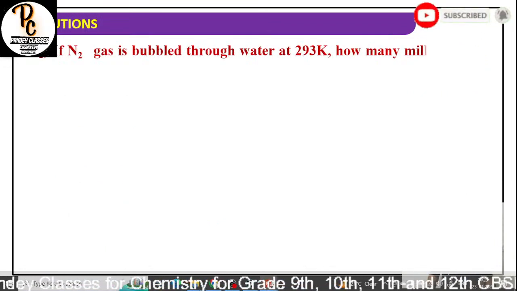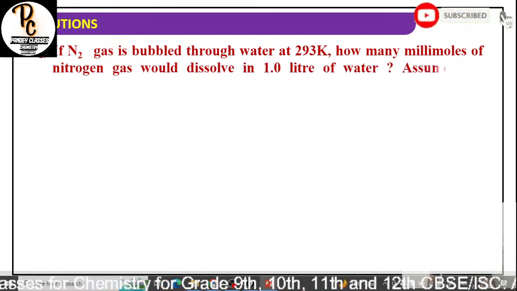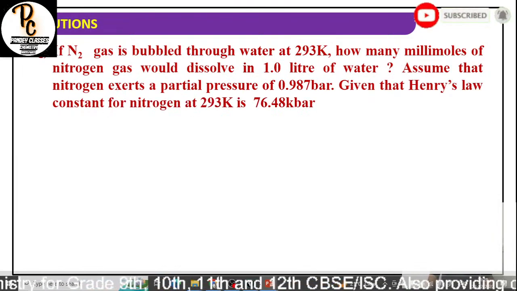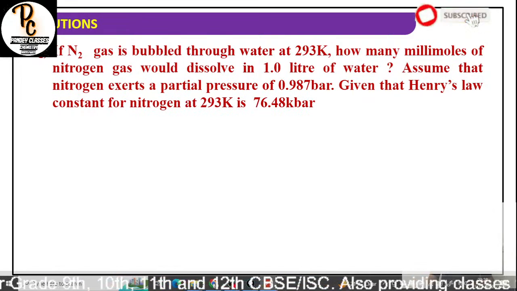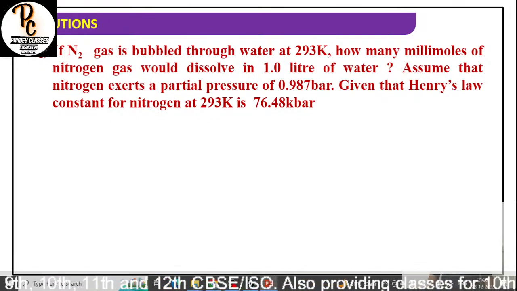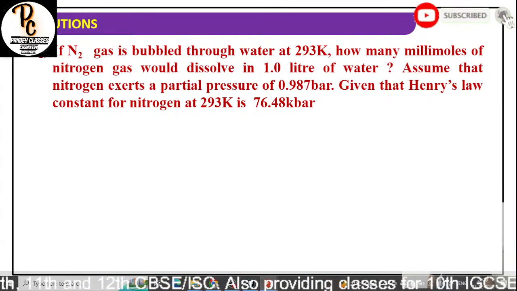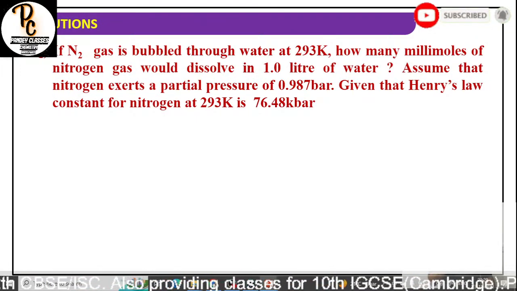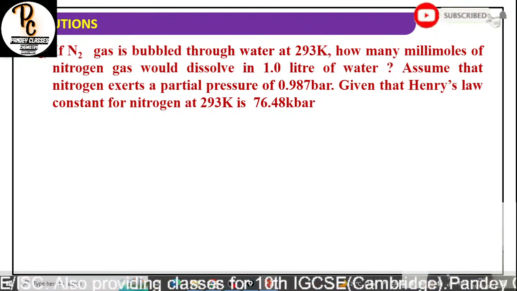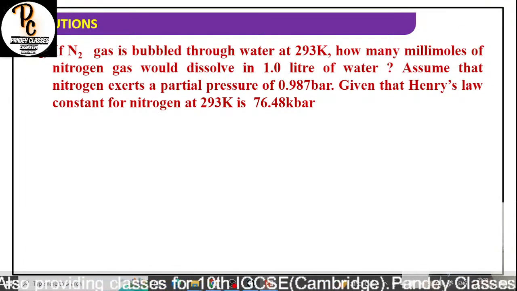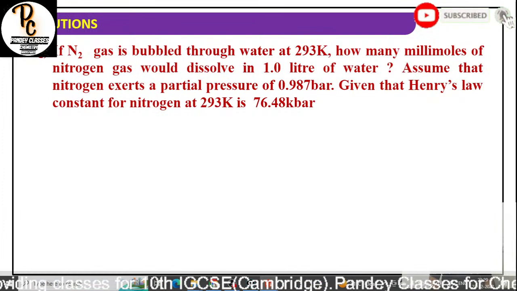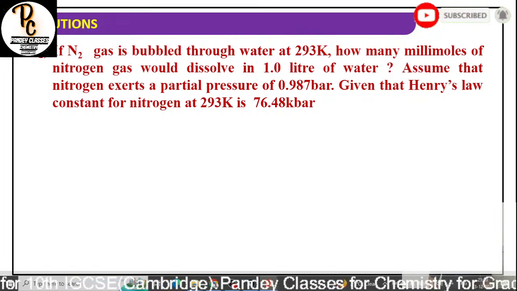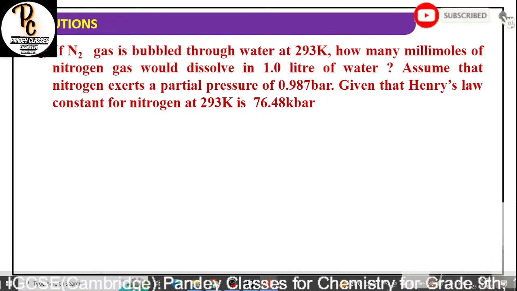If N2 gas is bubbled through water at 293 Kelvin, how many millimoles of nitrogen gas would dissolve in 1.0 liter of water? Assume that nitrogen exerts a partial pressure of 0.987 bar. Given that Henry's law constant for nitrogen at 293 Kelvin is 76.48 kilobars. So just go through the question. First, the temperature is given, that is 293 Kelvin. It is asking how many millimoles of nitrogen gas would dissolve in 1 liter of water.